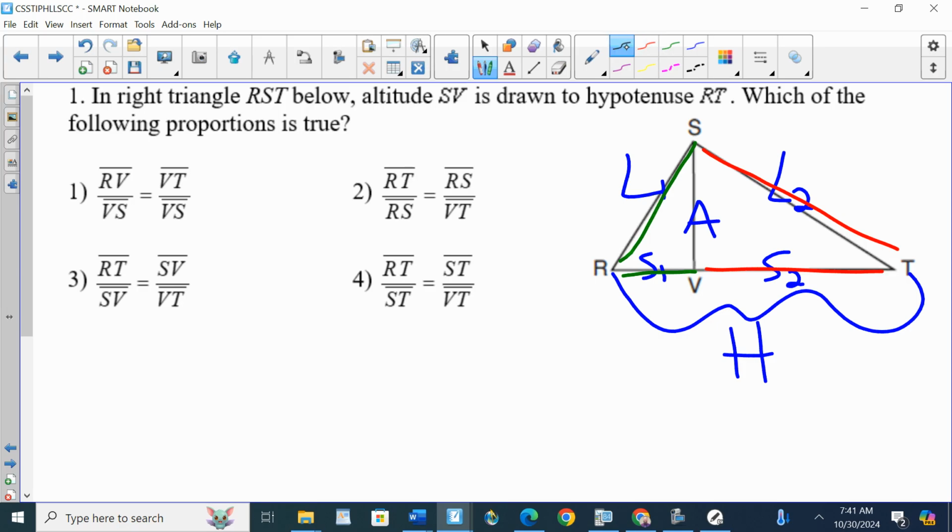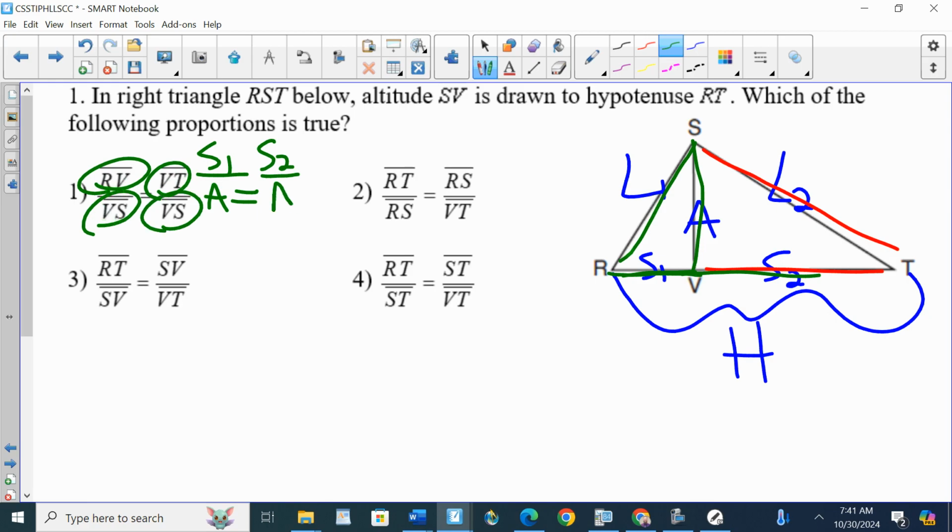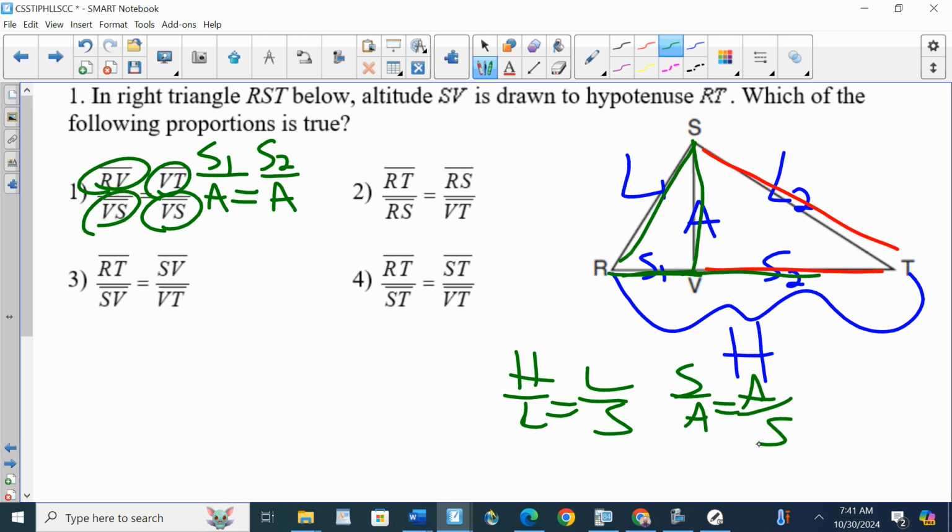I'm going to basically just go through each choice and see if it's HLLS or SAAS. If it is, it's good. If it's not, it's not. Choice 1: RV is S1 over VS, VS is A, equals VT, VT is S2 over VS, VS is A. That is not correct. That's SASA. There's no SASA. There's SAAS. Again, I need either H over L equals L over S, or S over A equals A over S. That's not correct.